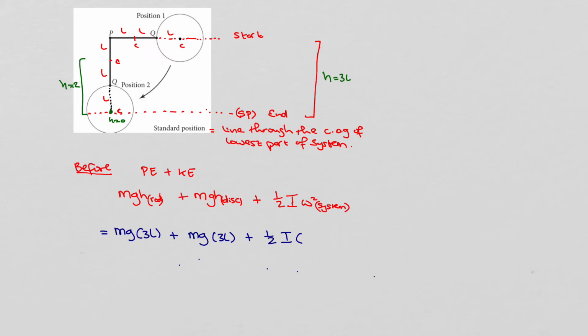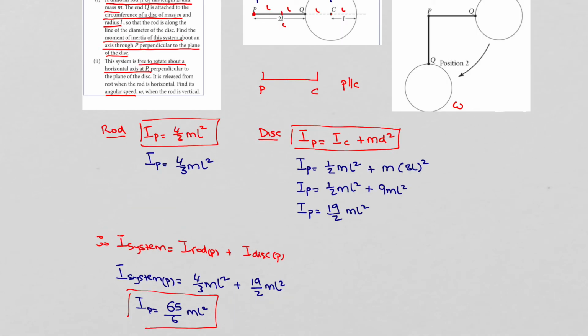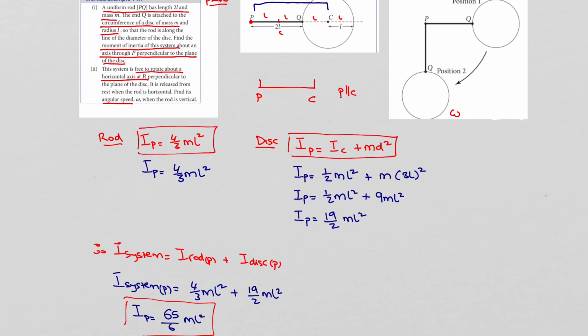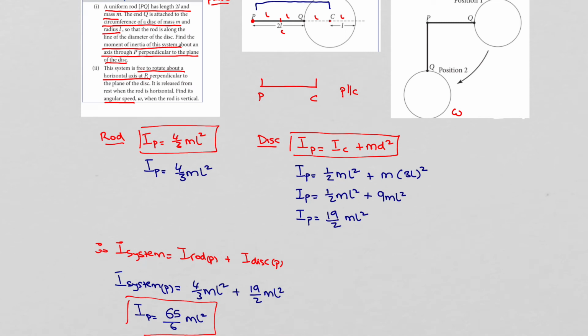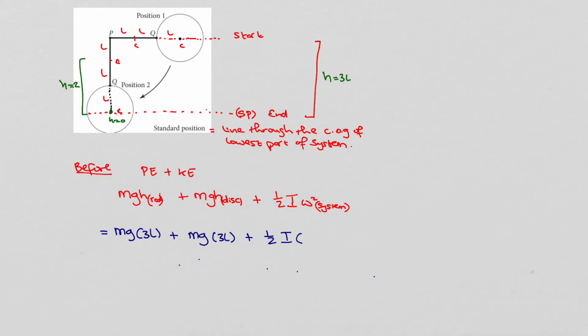But we're told that if we go back, the system is free to rotate and it's released from rest. So that's important there, released from rest. Therefore the angular velocity at the start is 0. So I don't even need to sub in what I is, because anything times 0 is 0. That'll give me 3mgL plus 3mgL, which is of course 6mgL. We call that equation 1.